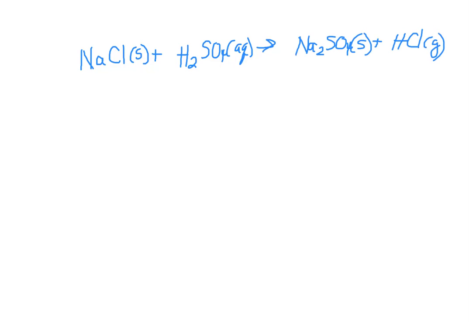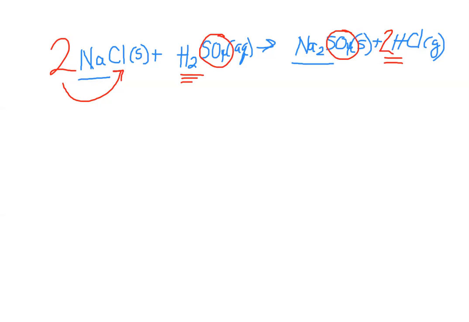Let's see, we've got 1 sodium and 2 sodiums. So we better put a 2 here. Now we have 2 sodiums on both sides. That gave us 2, this 2 here gave us 2 chlorines also. So we better put a 2 here so that we have 2 chlorines. Now we have 2 hydrogens and 2 hydrogens. And we have 1 SO4 and 1 SO4. So putting this coefficient and this coefficient and this coefficient balances our equation. So now our equation is balanced.